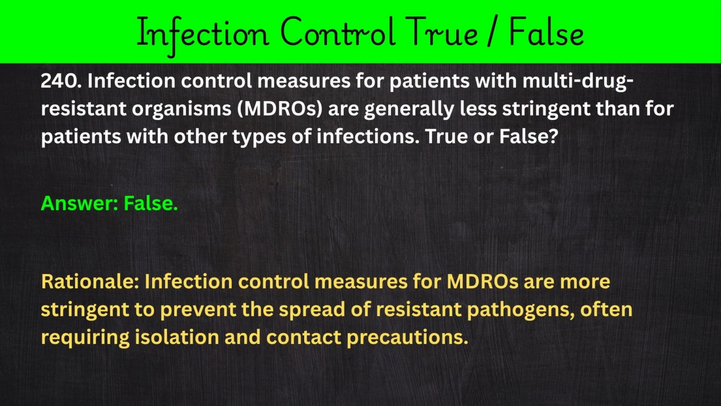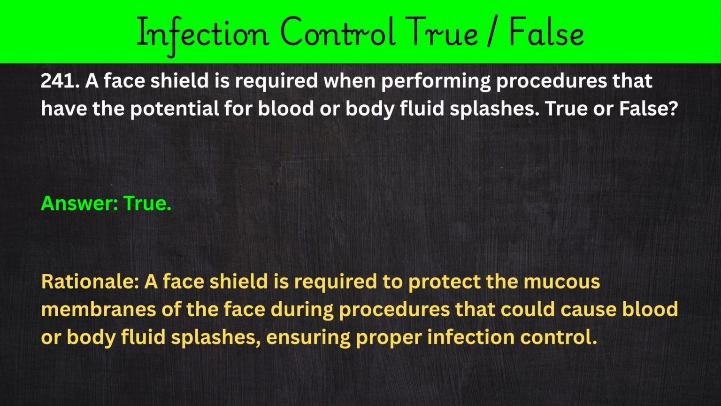240. Infection control measures for patients with multi-drug-resistant organisms, MDROs, are generally less stringent than for patients with other types of infections. True or false? Answer: false. Rationale: infection control measures for MDROs are more stringent to prevent the spread of resistant pathogens, often requiring isolation and contact precautions.